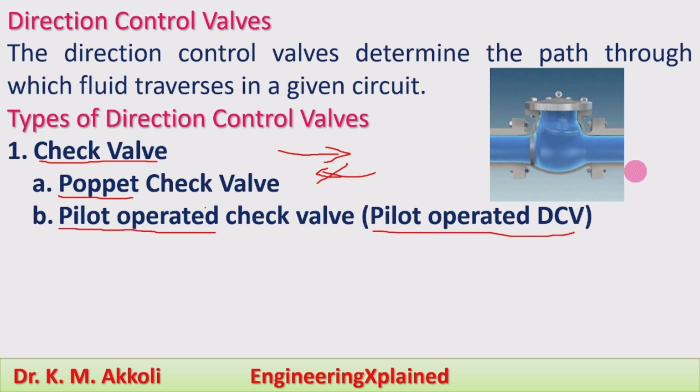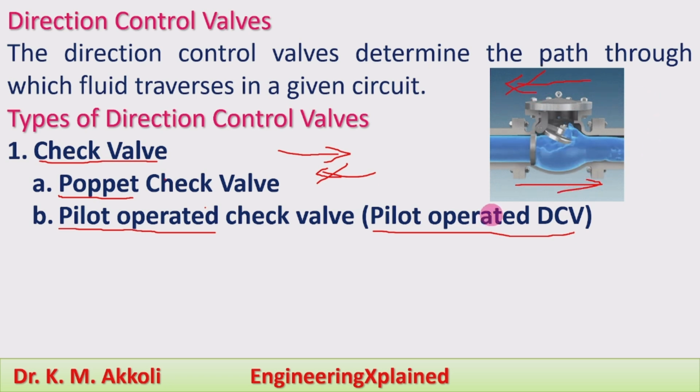Here is one example I have taken, a check valve, which operates in only one direction. The flow takes place in only one direction, as we can see here. In the other direction, whenever the fluid starts flowing, the poppet, or another element, closes due to the pressure of the fluid itself, and there is no flow in this direction.